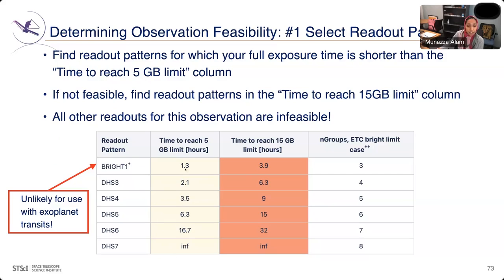If it's not feasible for you to find a readout pattern for which you satisfy this criteria and your full exposure time is shorter than what you see in this yellow column, you can then move over to this time to reach 15 GB column and see if you can fit your observation with a readout pattern that satisfies this. If you also cannot satisfy this 15 GB limit, then the observation is not feasible. And just as a note, this bright readout pattern is not typically used for exoplanet transits. We'll probably be focusing on these DHS-N modes that Aaron described earlier for exoplanet observations.